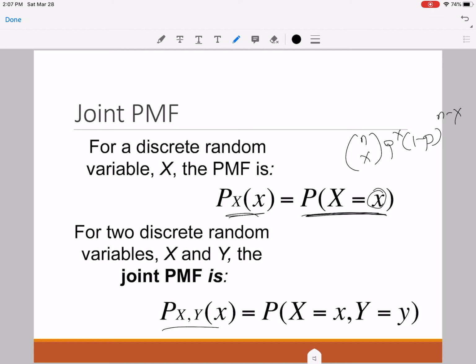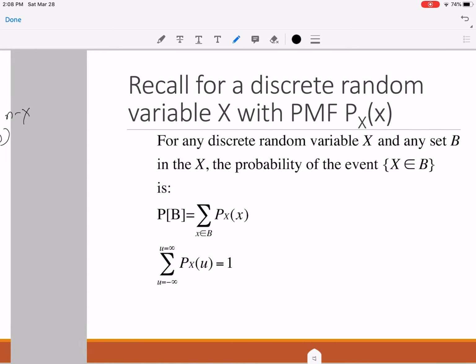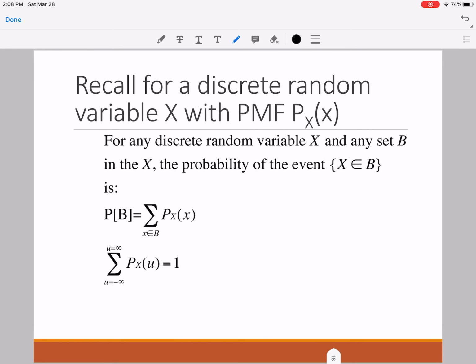So the joint PMF of x and y gives you the probability that x is equal to a specific value small x and y is equal to a specific value small y. So this is just a simple extension. All the properties of a single PMF also apply to the joint PMF.